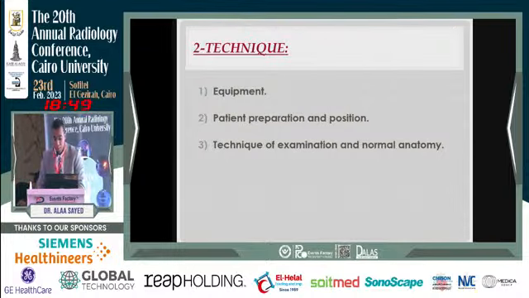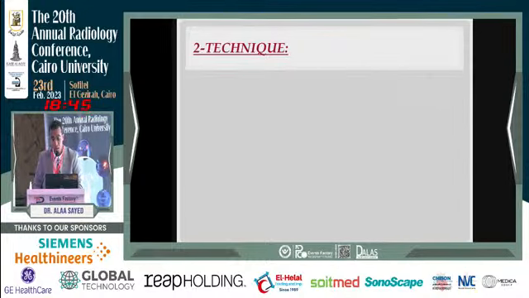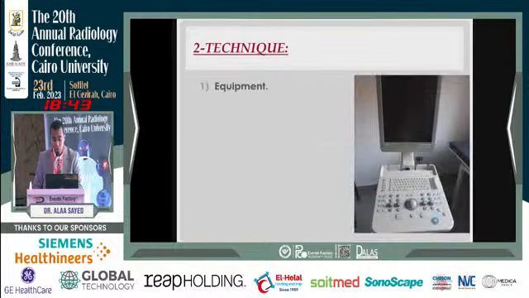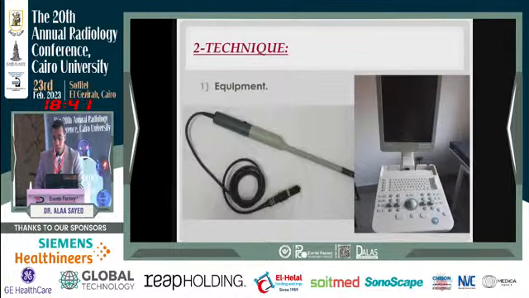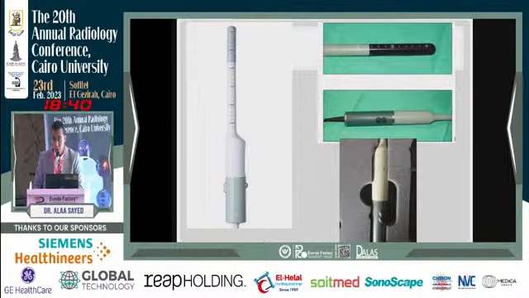Technique involves equipment, patient preparation and position, technique of examination, and the normal anatomy. Starting with the equipment, here is a rapid illustration of the endoanal ultrasound machine. The probe consists of different portions. The black portion at the tip of the probe containing crystal responsible for image acquisition, and it has numbers from 0 to 5, 0 corresponding to the innermost part of the anal canal, and 5 the outermost part of the anal canal towards the perianal skin.